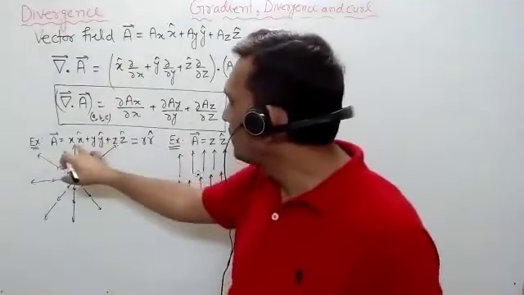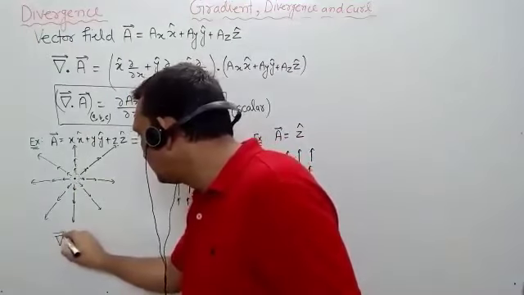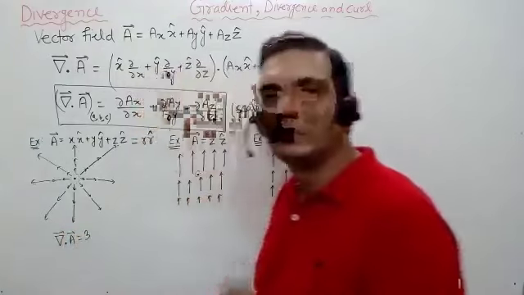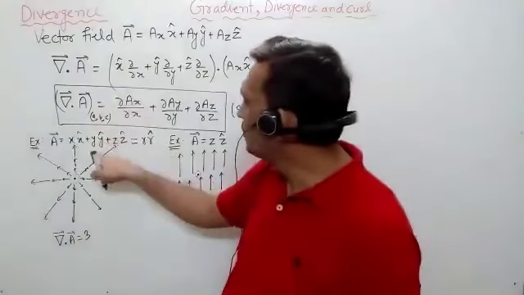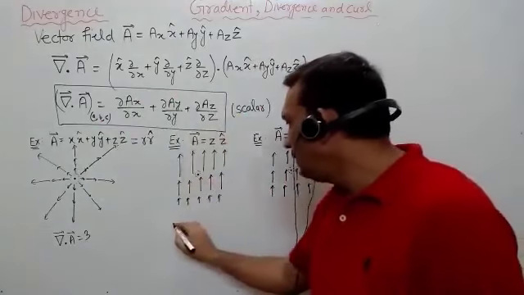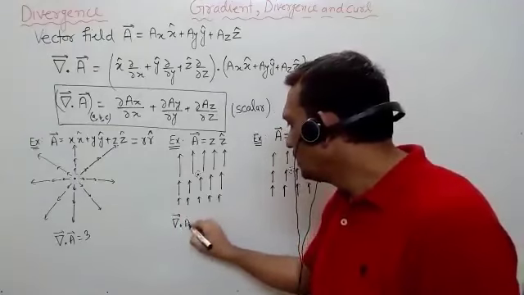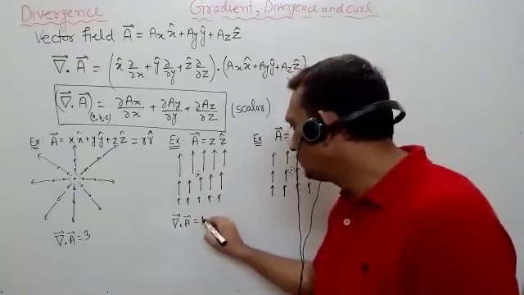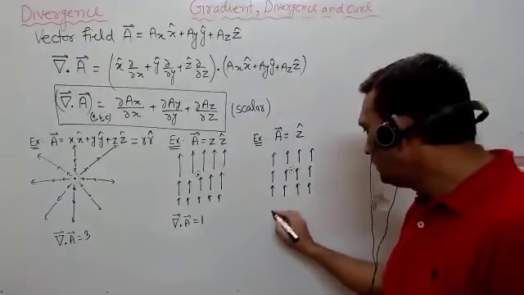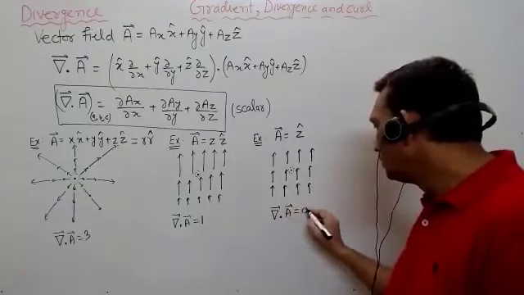Here Ax is x, Ay is y, Az is z. So what will be the divergence of A in this vector field? This will be 3. Just put x is x, y is y, so 1 plus 1 plus 1 is 3. In this vector field, the divergence of A is 1. In this vector field, the divergence of A is 0.